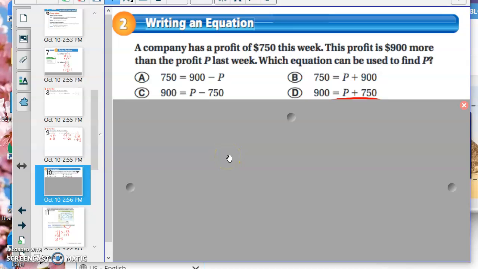So also, we are going to be writing equations with this one. It says, a company has a profit of $750 this week. This profit is $900 more than the profit P last week. Which equation can be used for P?